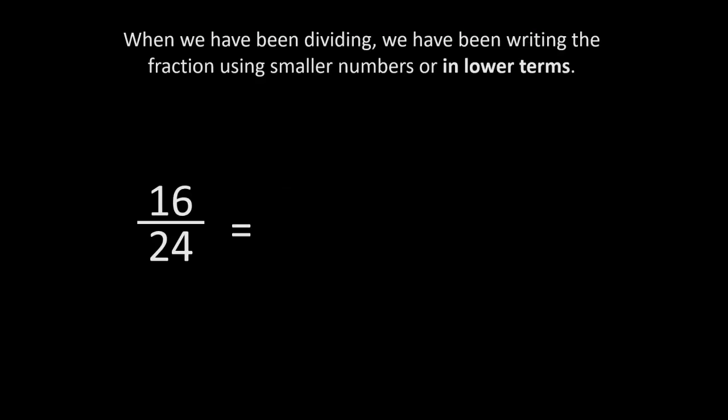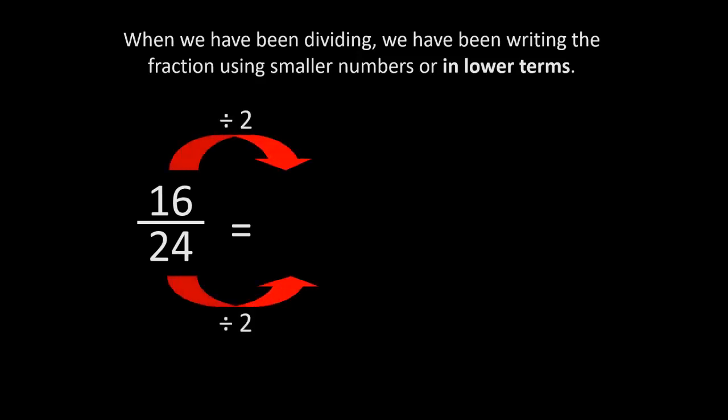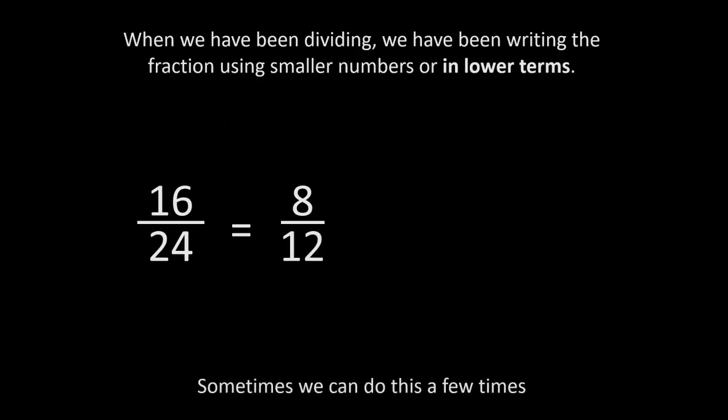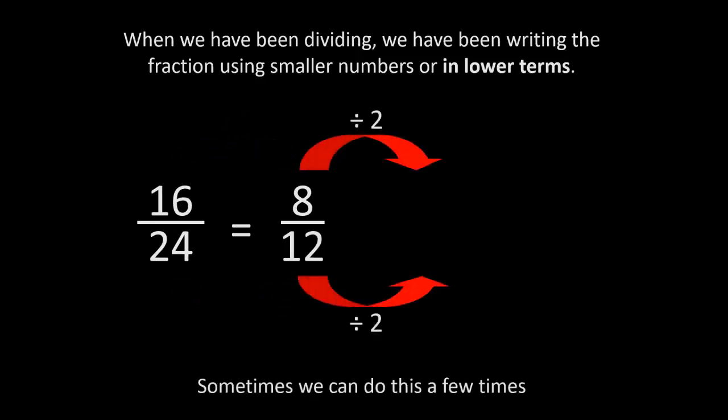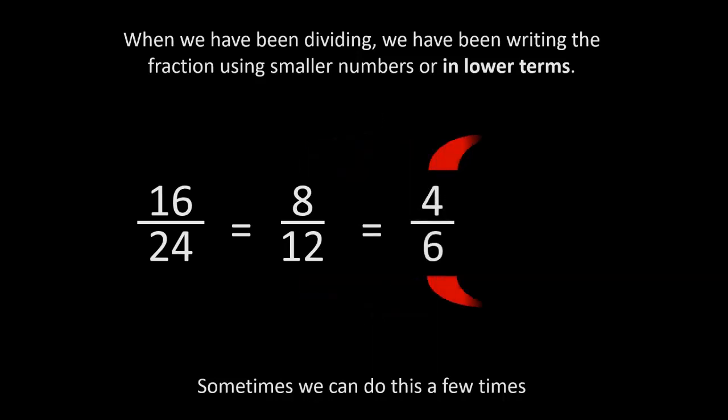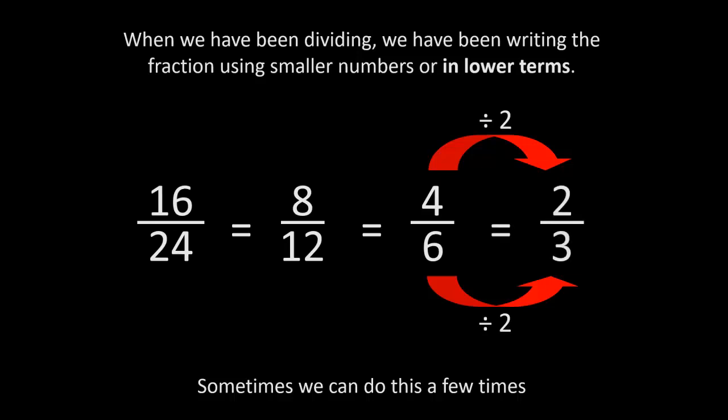Now, when we've been dividing so far, we've been writing the fraction using smaller numbers. So, for instance, if we take this fraction, 16/24, divide top and bottom by 2, we end up with 8/12. The numbers are smaller, but we could carry on making them smaller again. We can do this a few times. 8 and 12 are even, so we can divide them both by 2, and that will give us 4/6. And then we can divide by 2 again, so 4 divided by 2 is 2, 6 divided by 2 is 3. So we've got 4 fractions there.